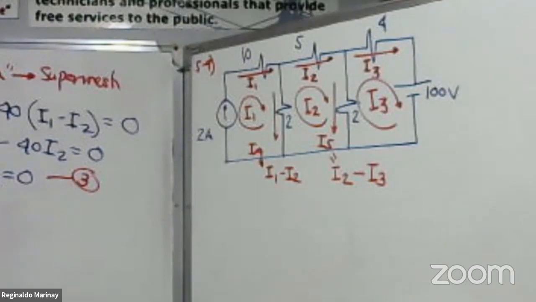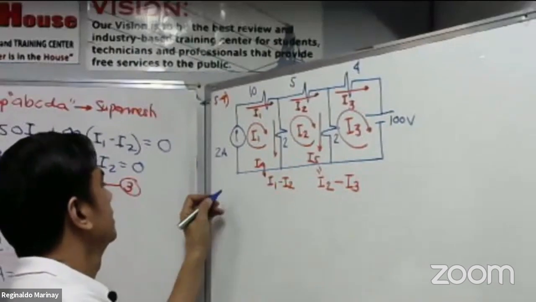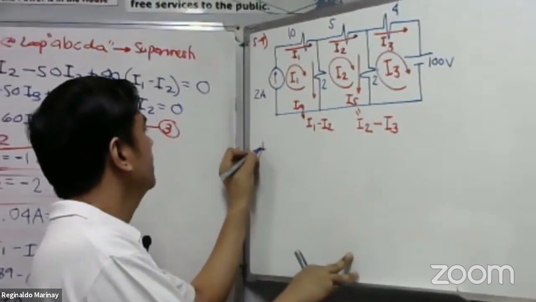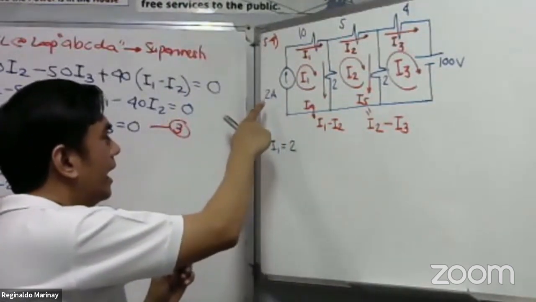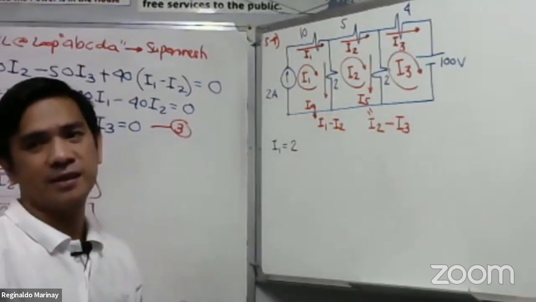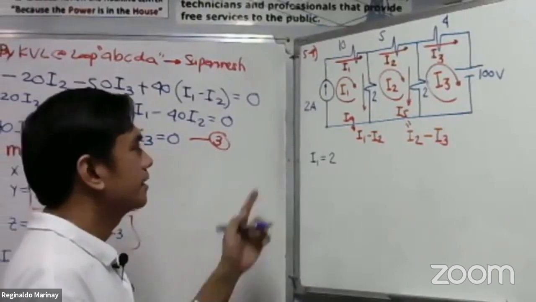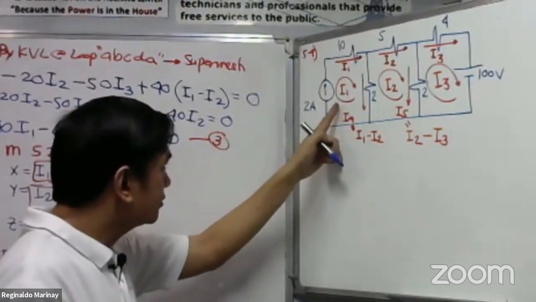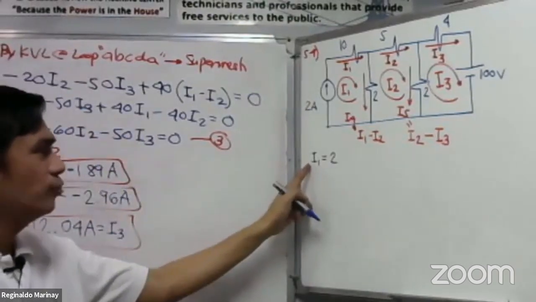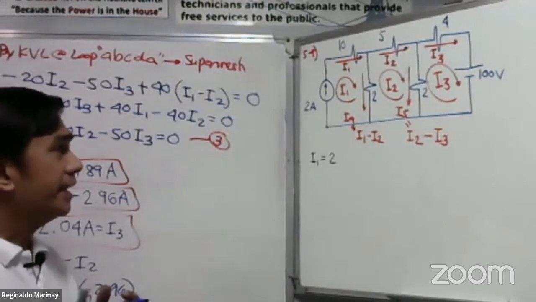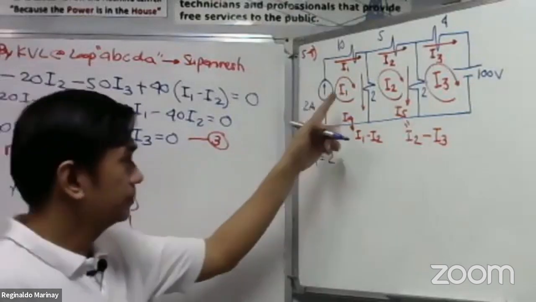Please take note that we have an independent current source here of 2 amperes. So it is very obvious by visual inspection that our I sub 1 is simply equal to 2 amperes. The 2 amperes is going up, and our I sub 1, if you trace it, is also going up. So they have the same direction. Therefore, that's positive. The 2 amperes is simply equal to I sub 1. And then, let us have loop number 2.